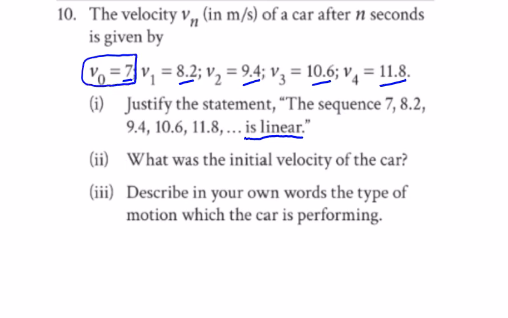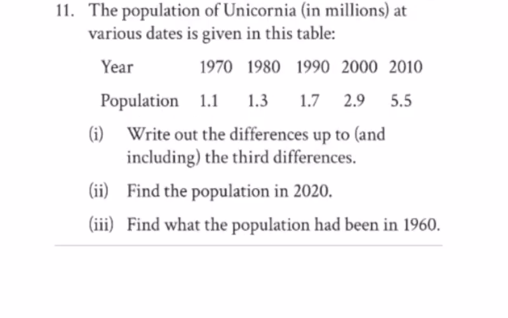And what type of motion, describe in your own words, so the type of motion which the car is performing. And we know in these questions we're dealing with uniform acceleration, of, what is it, 1.2 meters per second. Question 10. Question 11, population of Unicornia at various dates.